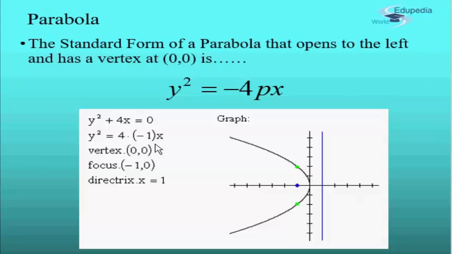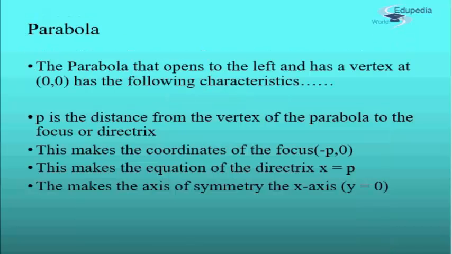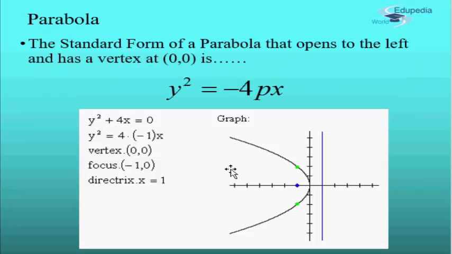And of course you can shift it over here, and you can substitute 1 because that is the value of p, and then you can take it to the other side and make it a positive equation like this. So just like the previous example that we saw, it is the same one. The only difference is that it has a negative 4, and the reason for the negative 4 is because it opens to the left.